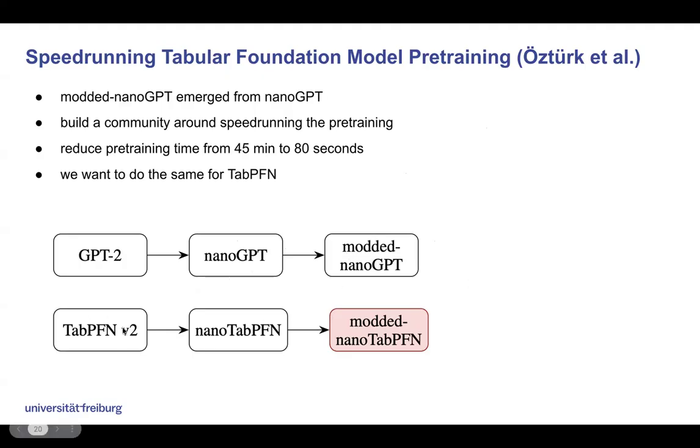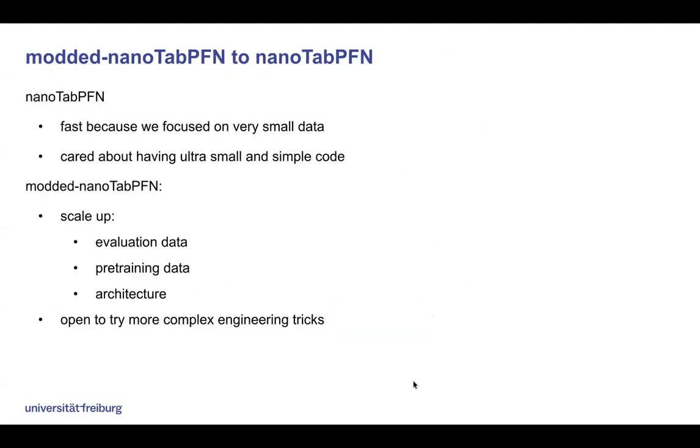Here we had TabPFN v2. Me and my co-authors made nanoTabPFN, and then a student of mine, Salih Bora Öztürk, made modded nanoTabPFN. Now you might think that in nanoTabPFN we already pre-trained fast. So isn't this already winning the speed run?